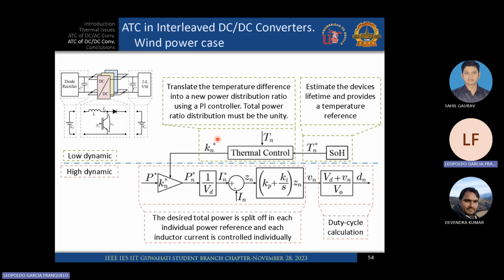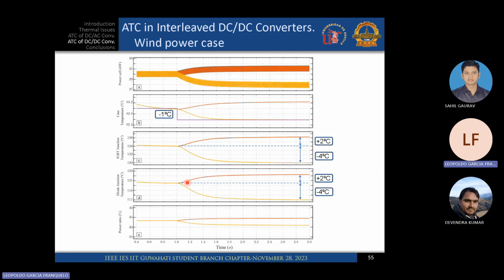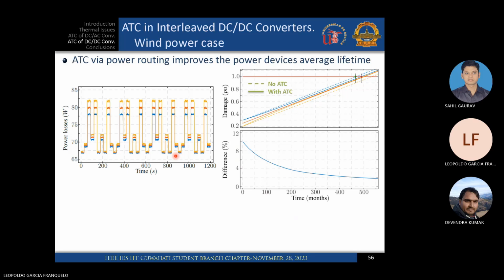So we have here a low dynamic, and here the high dynamic as usual in power. In this case, we may have 2 cells, and we decide to reduce 1 degree in this cell and increase the other. For instance, this is the case of junction temperature. We increase 2 degrees and decrease 4 degrees in the IGBT or the diode, and the total power is like this. So we are applying, after this moment, the ATC.